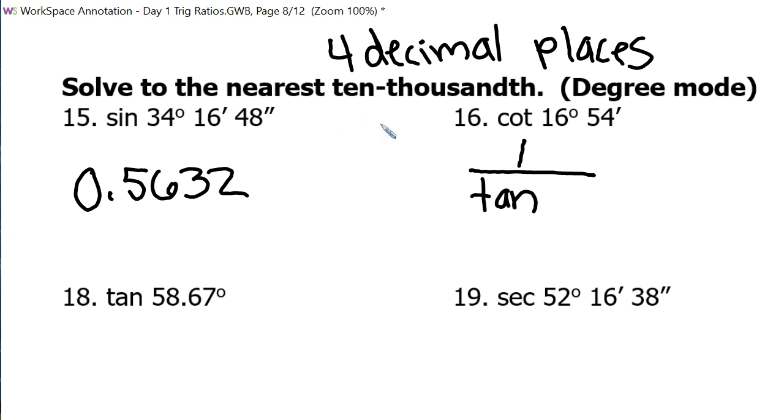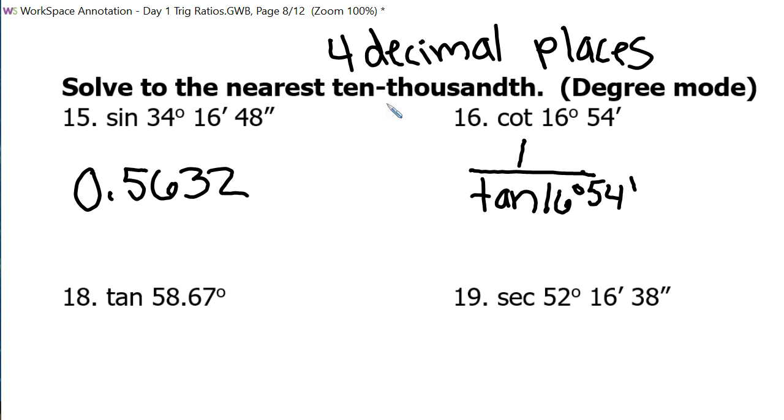So tangent of 16 degrees, 54 minutes. So if you have a reciprocal identity, you'll have to do 1 over the identity it's a reciprocal for. So if it's cotangent, you'll have to do 1 over tangent. If it's secant, you'll have to do 1 over cosine. If it's cosecant, you'll have to do 1 over sine.